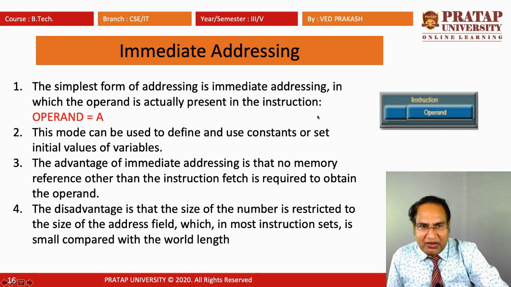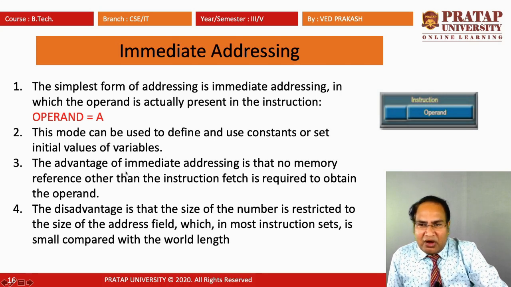We know that an instruction is basically denoted by two parts. The first one is the opcode and the second one is the operand. In the case of immediate addressing, the data or operand already exists in the operand part of the instruction. This mode can be used to define and set the initial values of variables.